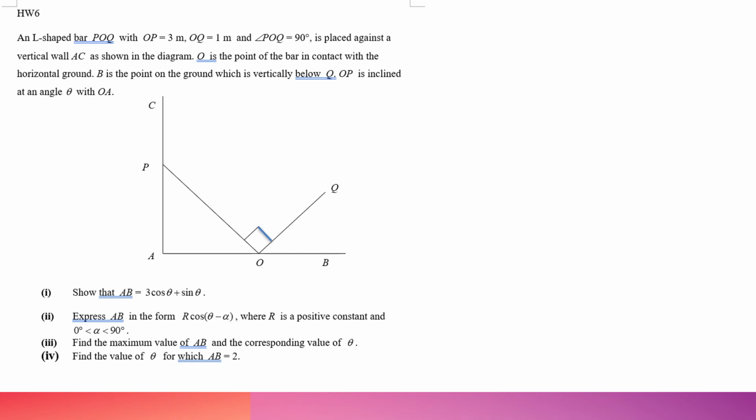Oh yes, you're told that OP is inclined at angle theta with OA. OP is inclined, so your OP is here. It's inclined at the angle theta with OA. So that means this angle here is theta. If that angle is theta, this should be a right angle triangle. And you're asked to find AB, so we can actually form another right angle triangle here.